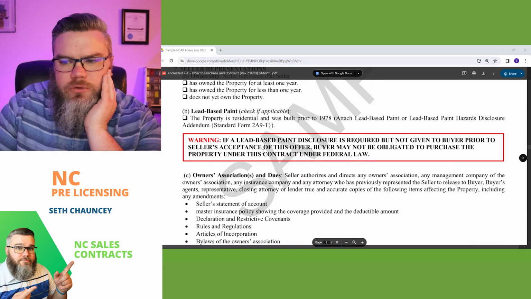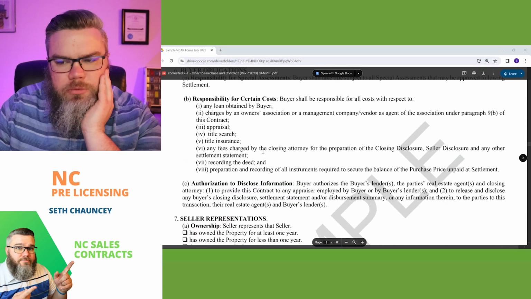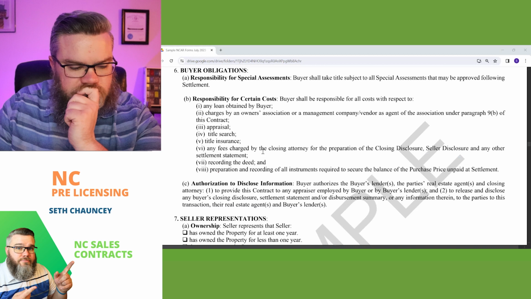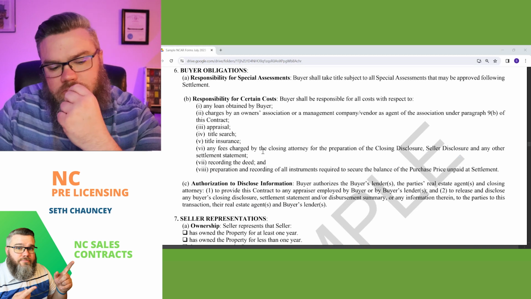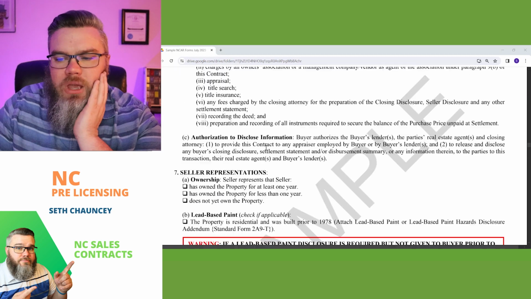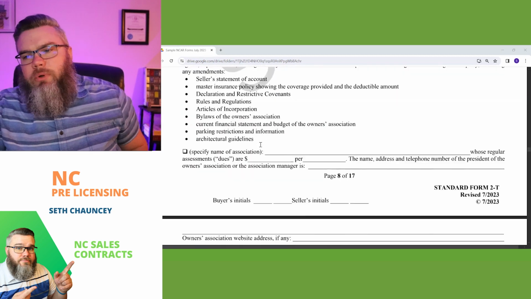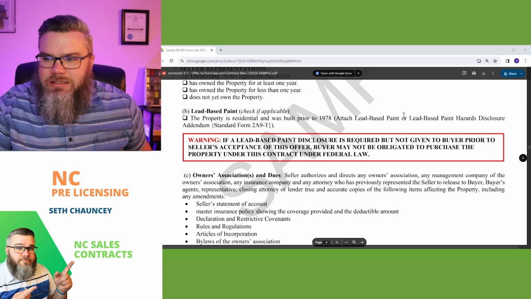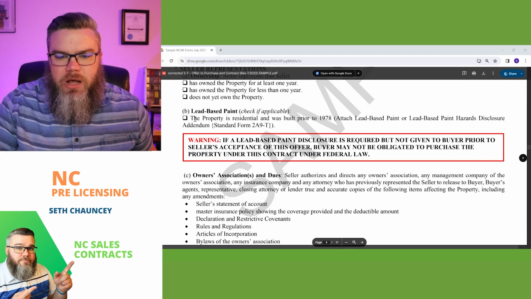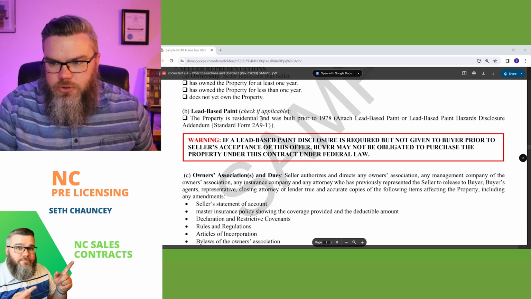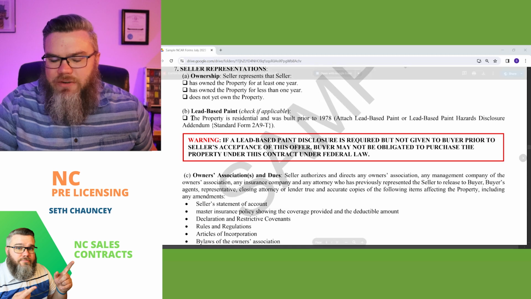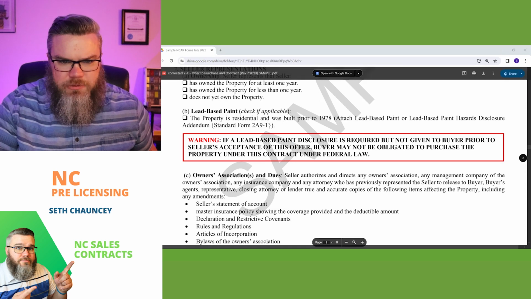Lead-based paint disclosure. Folks, when are we required to provide a lead-based paint disclosure? Prior to 1978, right? Yeah. For properties that were built prior to 1978. Okay, so there's this little checkbox. The property is residential and was built prior to 1978. So that's where you attach that lead-based paint hazard addendum.